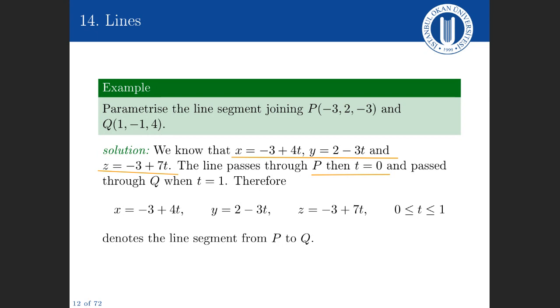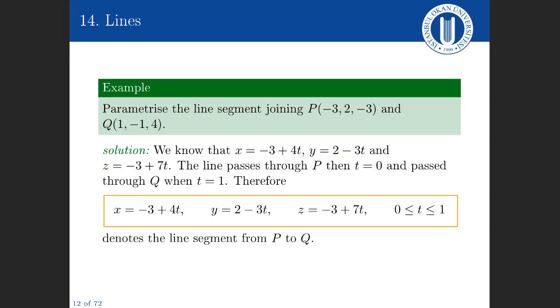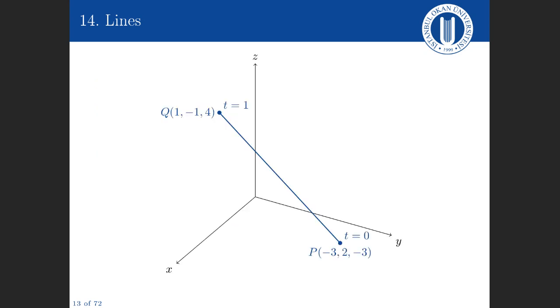Moreover, because the vector we chose was the vector from P to Q, we get to the point Q when t is equal to 1. So the answer to this question is these same three equations, but now we're specifying that t must be between 0 and 1. Here is a picture of this line segment.